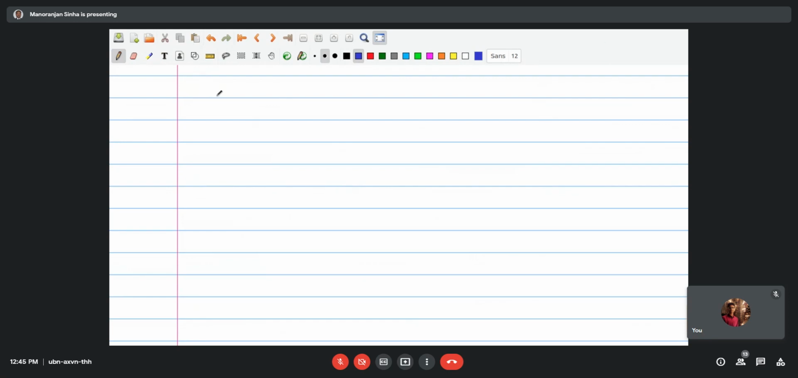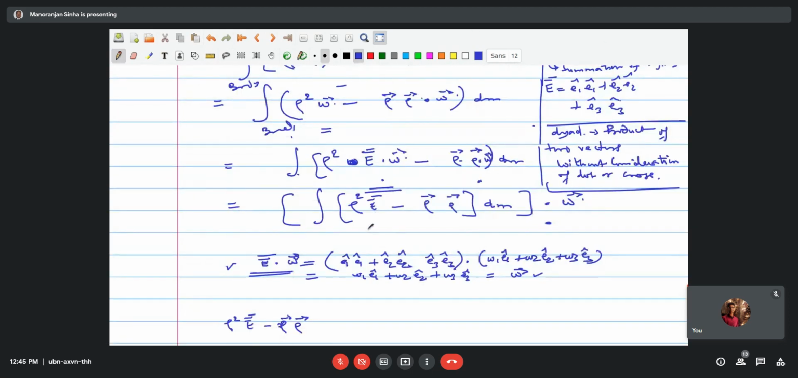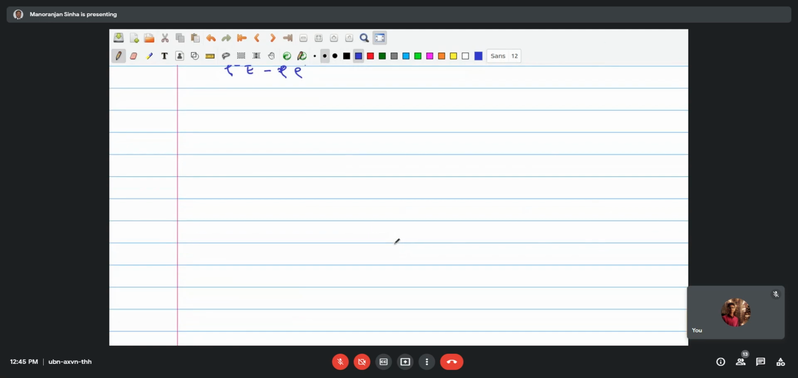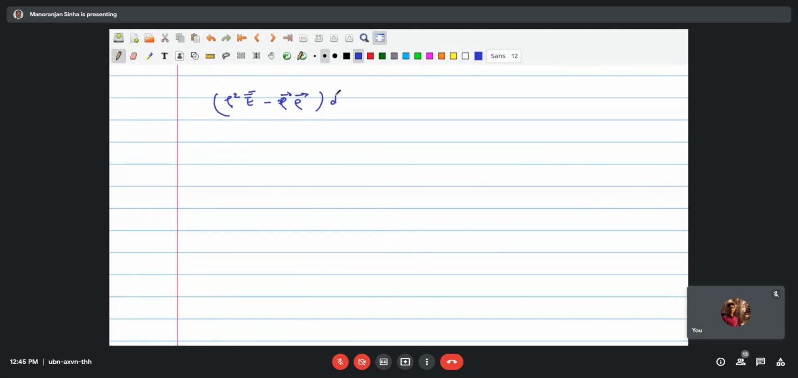So whatever we have written here, rho square, then E double bar minus rho rho, this particular one, times dm integration over the whole body. This we write as I double bar. This is called the inertia dyadic. So it's basically a vector way of writing a tensor, inertia dyadic.